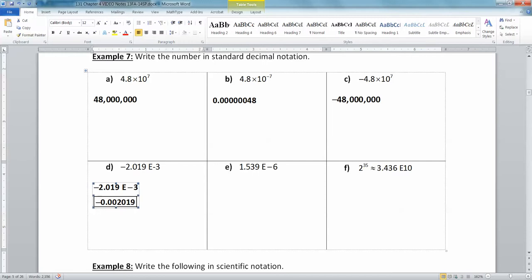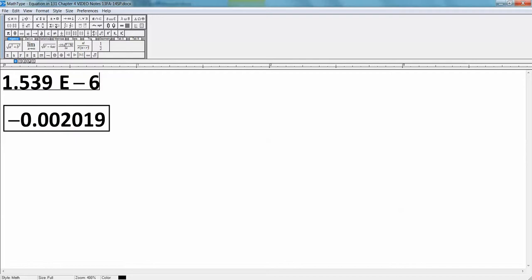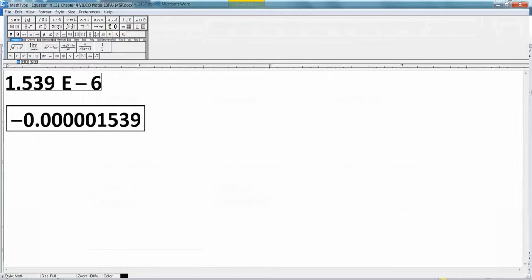All right, what about this one? Let's see, 1.539 E negative 6. The decimal spot's between the 1 and the 5, so I'm going to move it 6 spots over to the left. You move one swoop, two, three, four, five, six, and then put your decimal point right there. Cool. That one's negative. Oop, no, it's positive. So I should get rid of that negative because it was a positive 1.539.